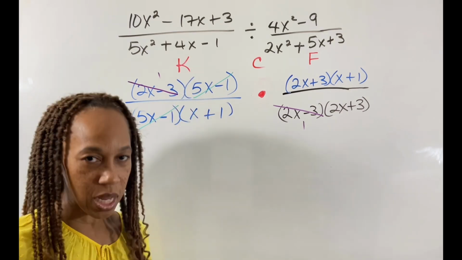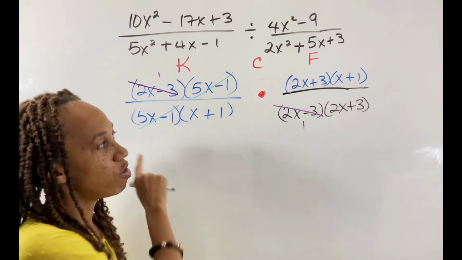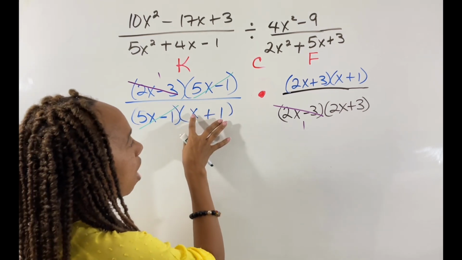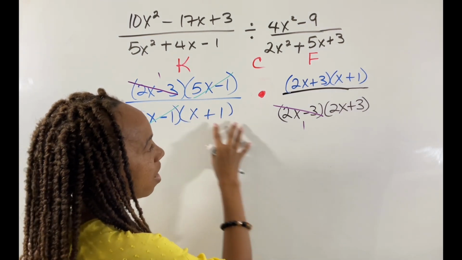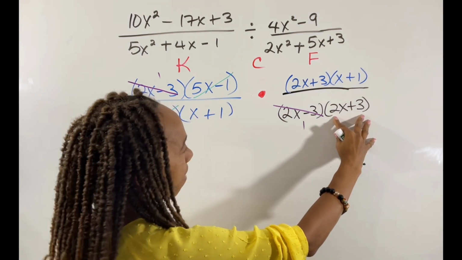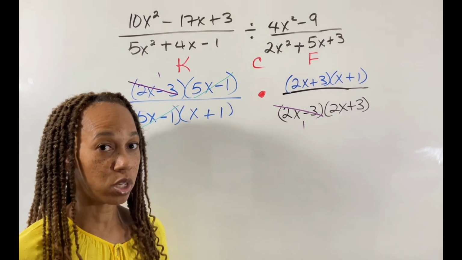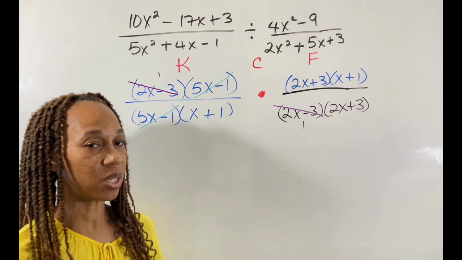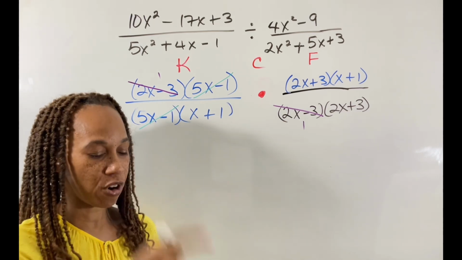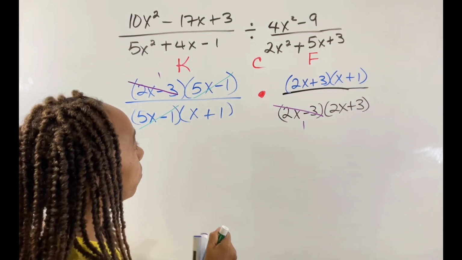You cannot cancel out horizontally, meaning you cannot cancel out the x minus 1 over here with an x minus 1 here. No, you would not have been able to do so. So please don't make that mistake. It must only be diagonally or vertically. All right, so we have that.